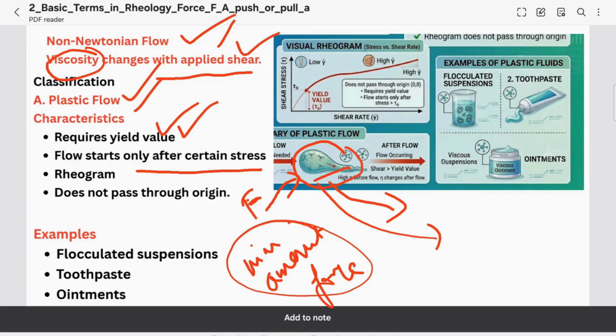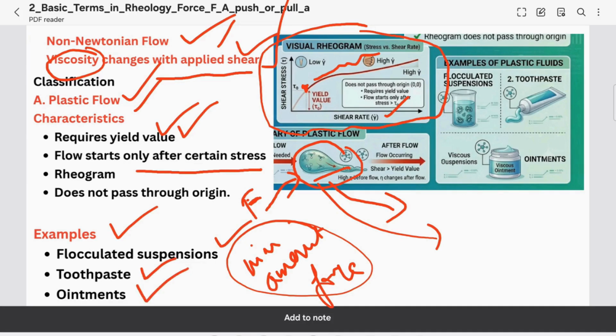So here we can see the rheogram, or you can say the graphical representation. On one side we have taken the shear rate, and on the other side we have taken the shear stress. So here is the yield value, means the minimum force required to cause the flow of liquid. Examples of liquids showing this type of flow are flocculated suspensions, toothpaste and ointments.